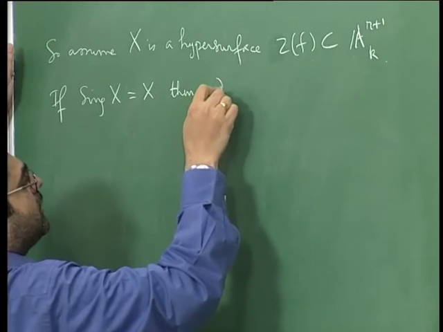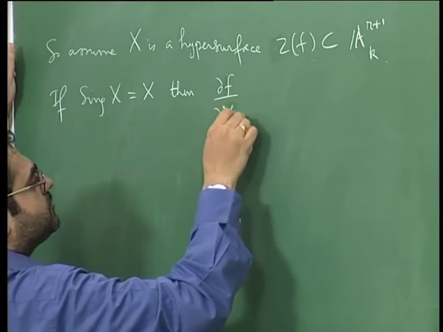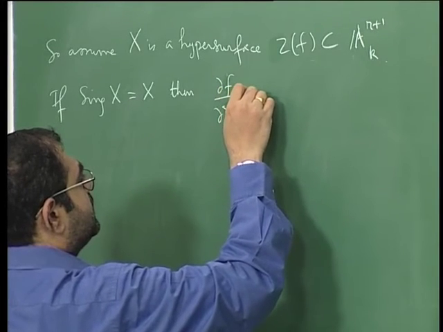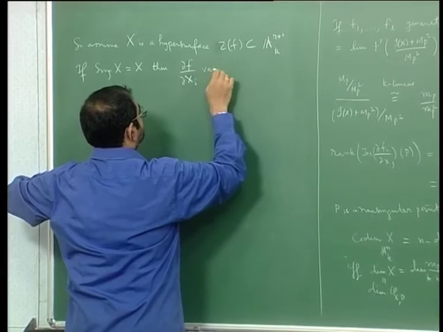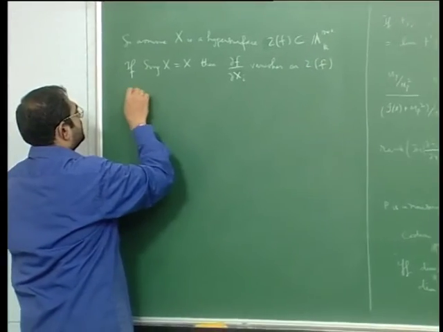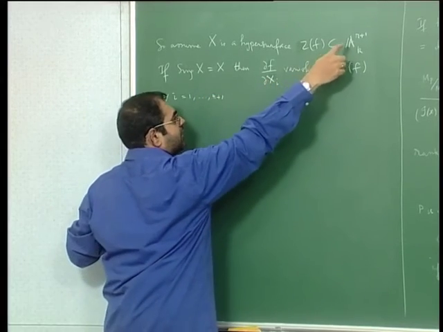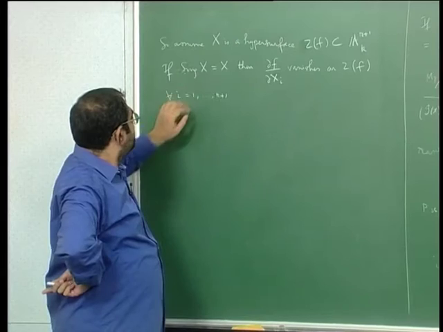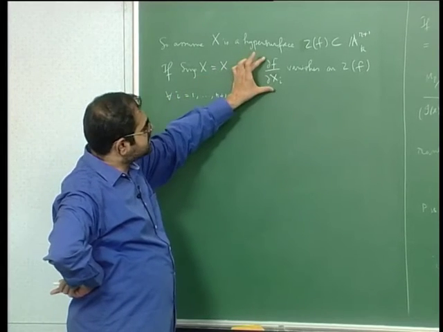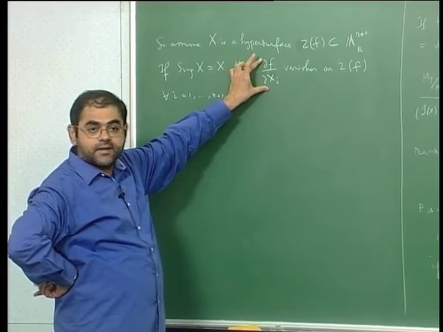what it means is that ∂F/∂x_i vanishes on Z(F) for all i from 1 up to r+1. Here the x_i are all the affine coordinates in r+1 dimensional space, and if the singular points is the whole of X, that means these components of the gradient of F all need to vanish.